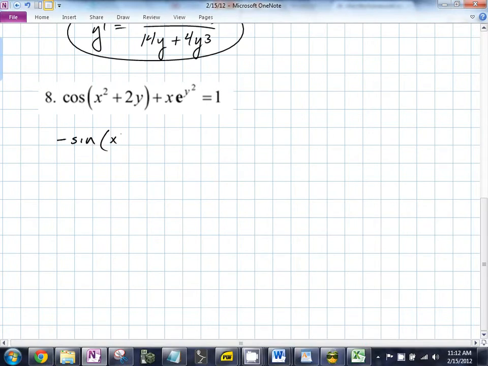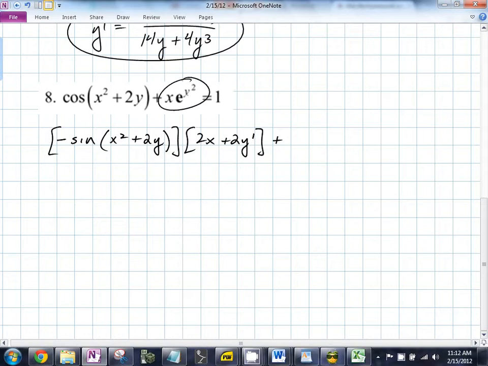X squared plus 2y times the derivative of the inside. What's the derivative of the inside going to be? 2x plus 2y prime plus, and what are we going to have to use on this? Product rule. That's right. What's the derivative of the first? 1 times the second. Plus x times the derivative of this, which is e to the y squared times 2y y prime. And that equals what?